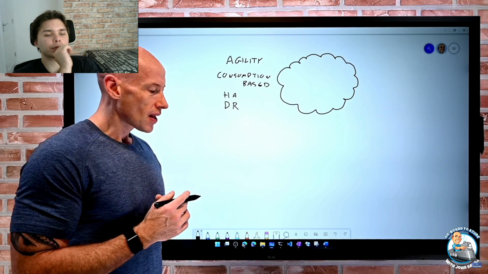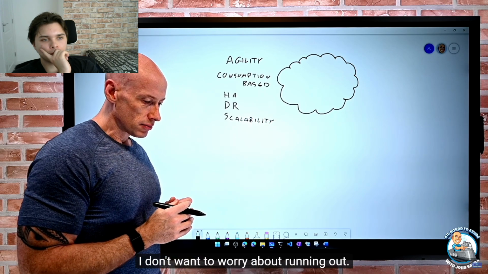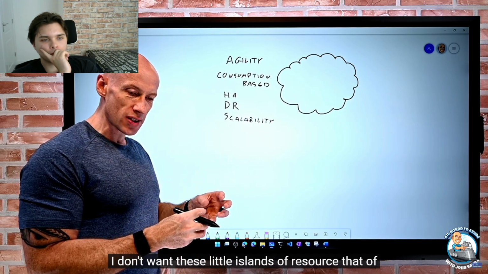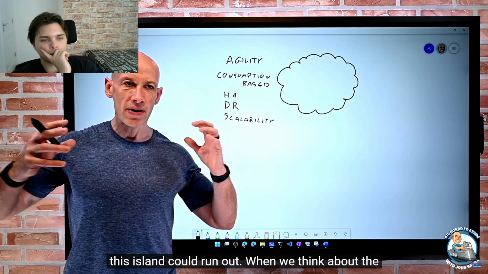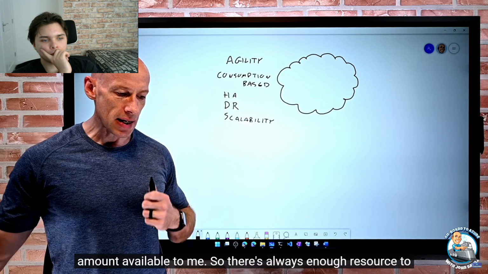And that agility, I talked about scalability. I don't want to worry about running out. I don't want these little islands of resource that, oh, this island could run out. When we think about the cloud, we think about pooling resources together, so this massive amount available to me, so there's always enough resource to meet my needs.